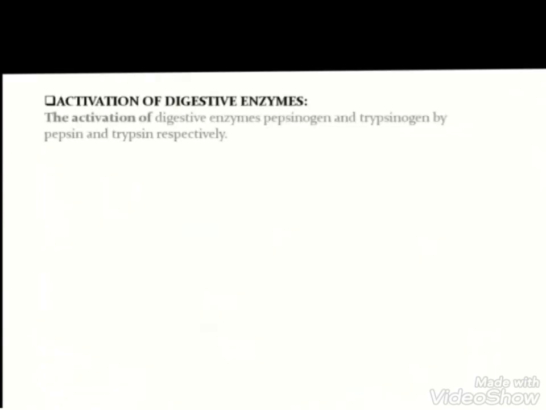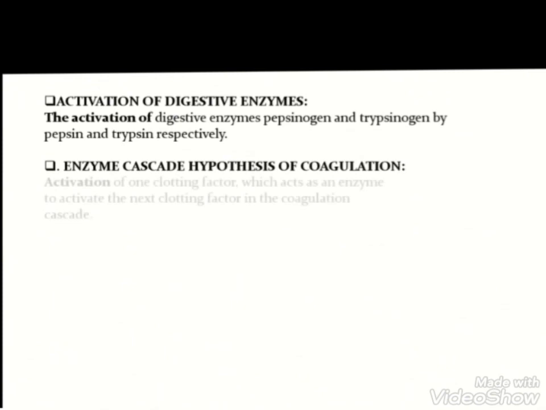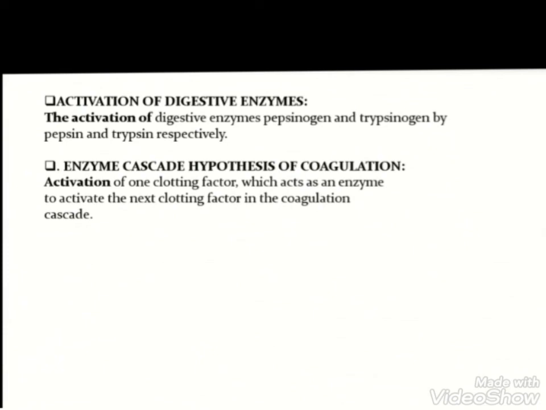Activation of digestive enzymes: digestive enzymes like pepsinogen and trypsinogen are activated by pepsin and trypsin respectively. And the enzyme cascade hypothesis of coagulation: activation of one factor activates another factor, which is useful in coagulation.